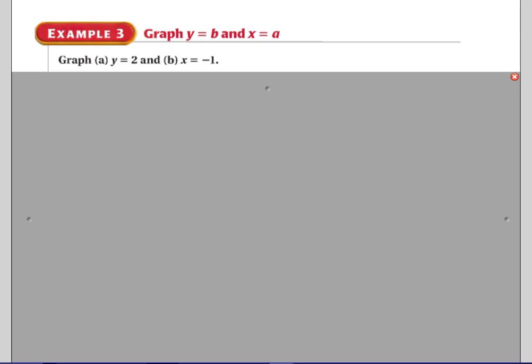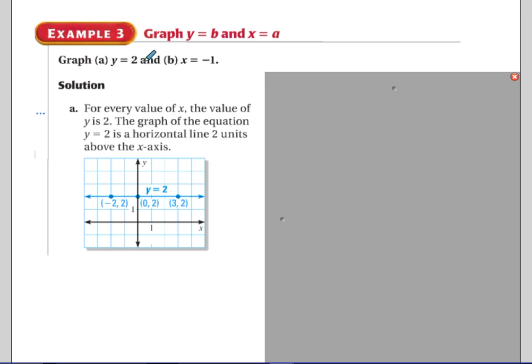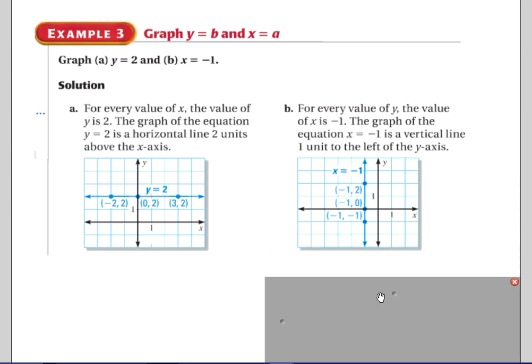All right, so let's look at an example here. We have graph y equals b and x equals a. So we're going to graph y equals 2 and x equals -1. Let's go through this real quick. For y equals 2, I'm just going to create that straight horizontal line across the y-axis at 2. And for x equals -1, that is going to go vertically across the x-axis at -1.